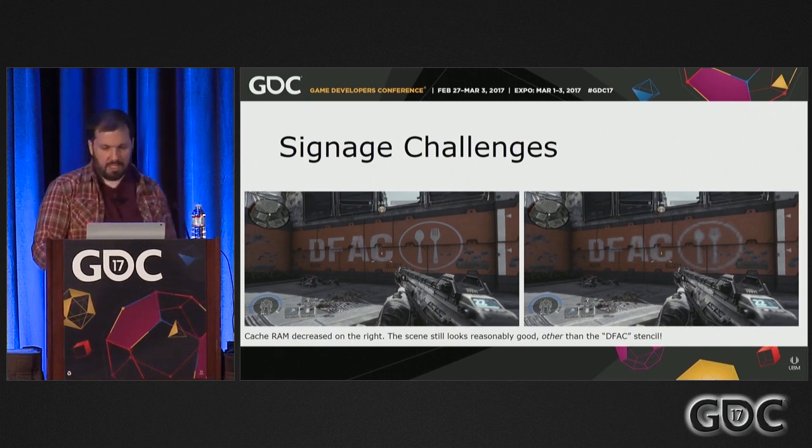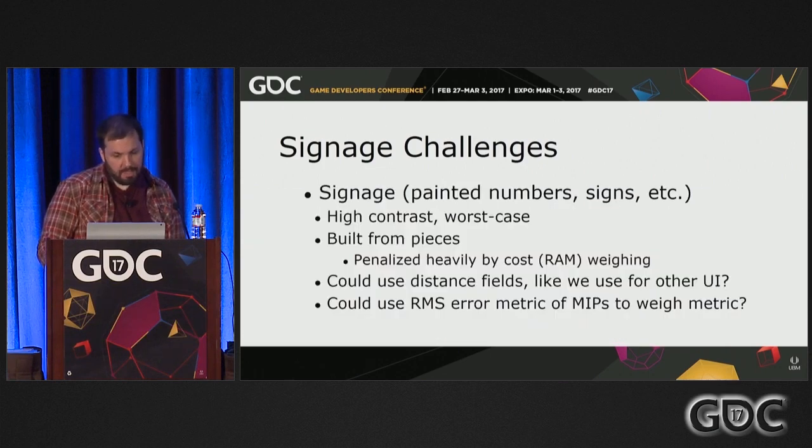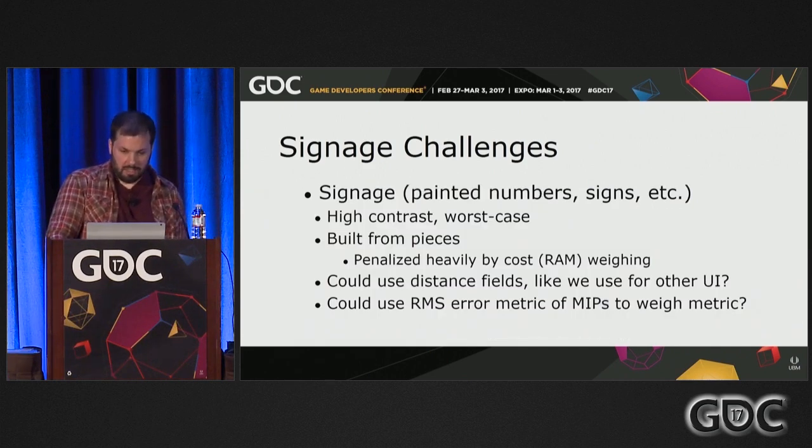Well, the biggest one is signage. So in this case, we have a high contrast, sharp texture, and it kind of looks bad once you reduce the texture budget. All this other stuff is reduced too, but it does okay. How are we going to address that? We've talked about using distance fields. That's what we use for our normal UI, for like text and menus. And we also talked about maybe generating some kind of an error metric when we do the bitmap generation to somehow detect when a texture is the kind of thing that degenerates badly and multiply its metric by some constant.